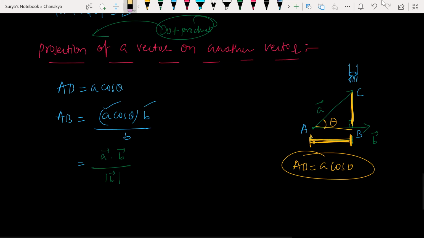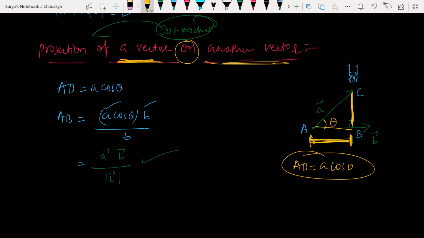Now look at this. Guys, what is this? This is a dot product, over B. Can I write dot product over B? This is a dot product over B. All right. Guys, projection of a vector on another vector, that is the dot product over B. Clear? That is the meaning of the title. Is it clear with every one of you? Guys, are you able to understand here or not?